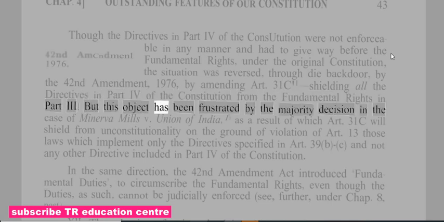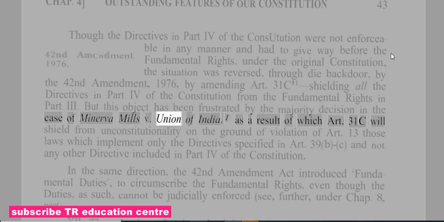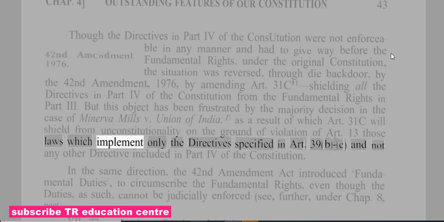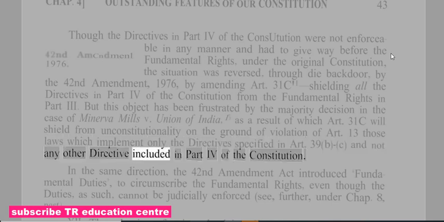But this object has been frustrated by the majority decision in the case of Minerva Mills v Union of India, as a result of which Art. 31C will shield from unconstitutionality on the ground of violation of Art. 13 those laws which implement only the directives specified in Art. 39(b)-(c), and not any other directive included in Part 4 of the Constitution.